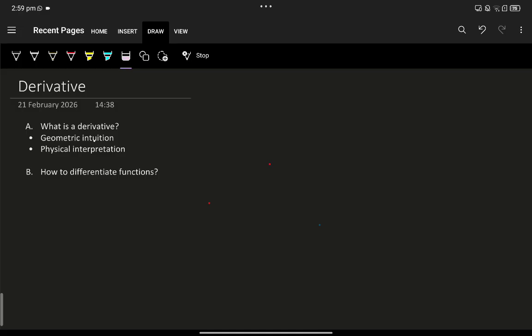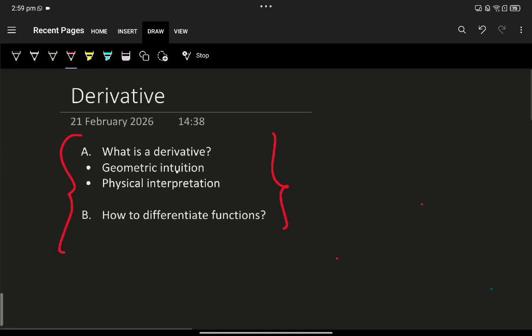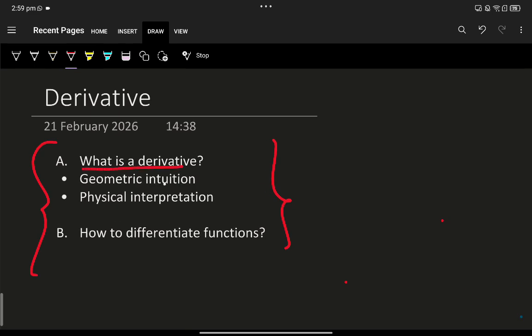And the first lecture that is going to happen. In this lecture, we will cover the derivative, the basic concept that each calculus student must know. As you can see, I have divided this lecture into two parts. In the first part, we'll understand what a derivative is, the geometric intuition of it, and then the physical interpretation. And in the second part, we'll try to understand how to differentiate different kinds of functions that we know.